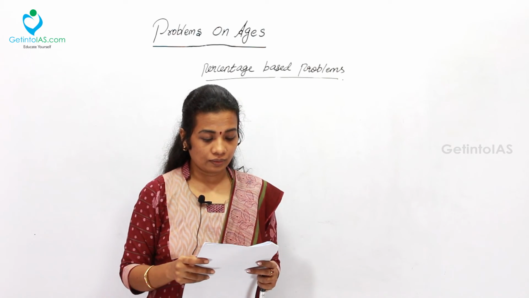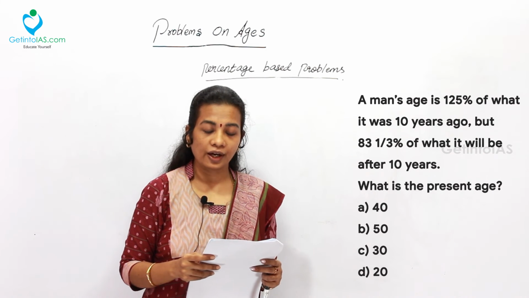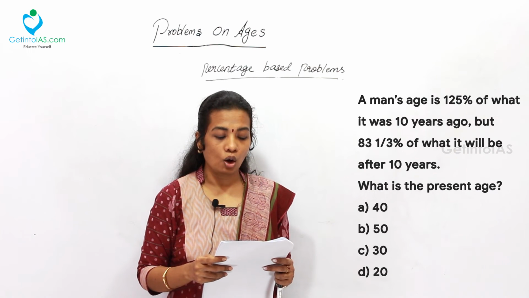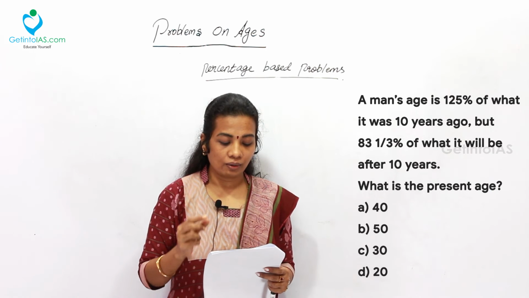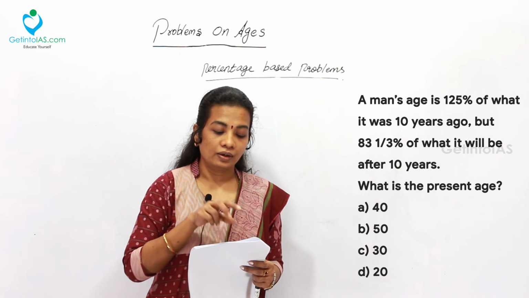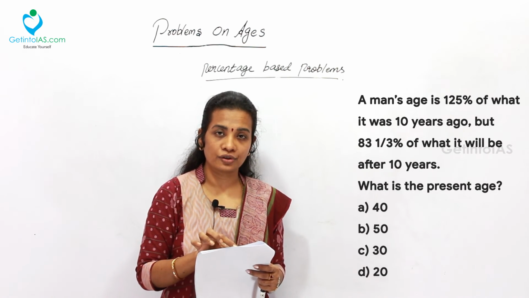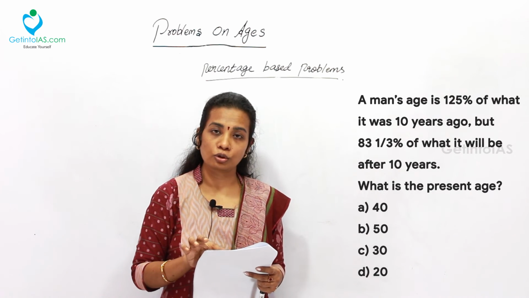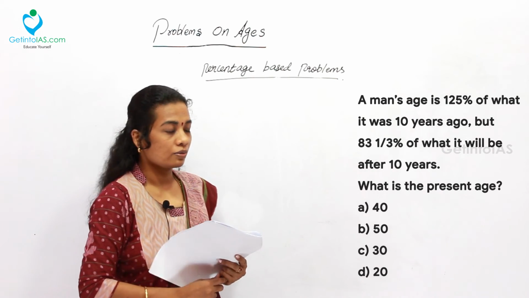The next question: a man's age is 125% of what it was 10 years ago, but 83 1/3% of what it will be after 10 years. What is his present age? Here, two criteria are given. One is 125% and another one is 83 1/3%. Instead of taking 83 1/3, you can solve the question with just the part of the sentence that is 125%, or you can also take 83 1/3%. We are going to solve under both the values.